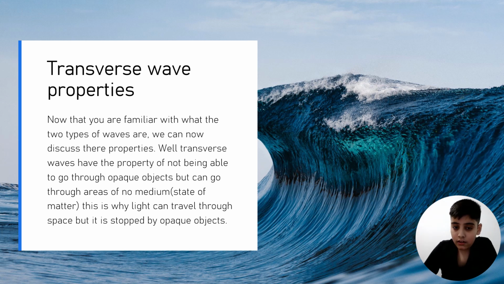But it stops at opaque objects, as you may know. Look at maybe a piece of wood. Light cannot pass through, can it? Neither can any other type of transverse wave. But they can go through vacuums. Okay. So that is a key thing to remember when you're thinking about transverse waves. Their properties are really important.